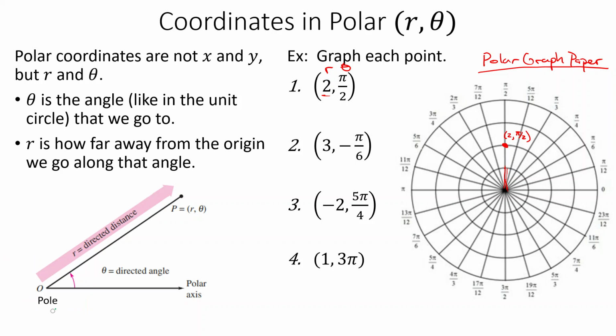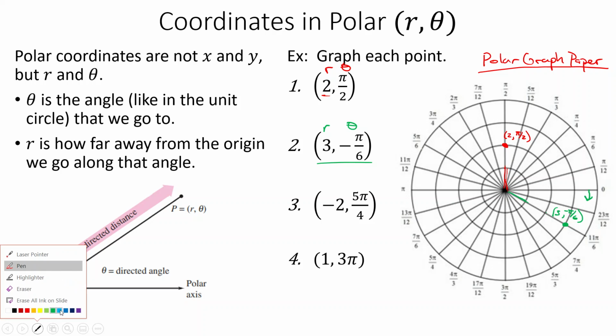All right, I'll try and do each one in a different color here. So for the next one, we've got 3 for a radius and negative pi over 6. So I'm going to go down pi over 6. So down pi over 6 would be this line right here. And then I'm going to go out 3 from the center. So 1, 2, 3. So that would be my point, 3, negative pi over 6. So negative just means we're going to be going down to start. Positive angle means we'd be going up from 0 to start.